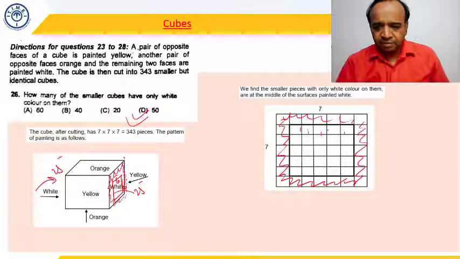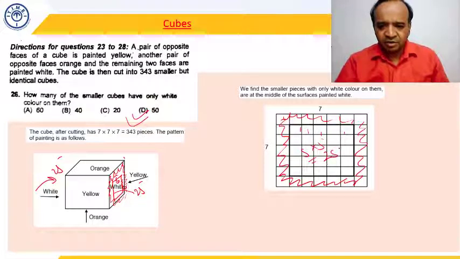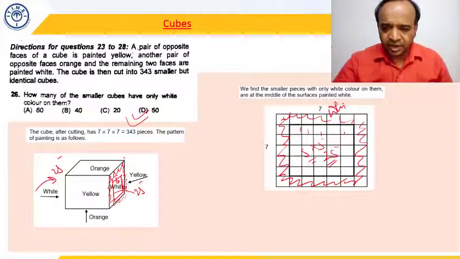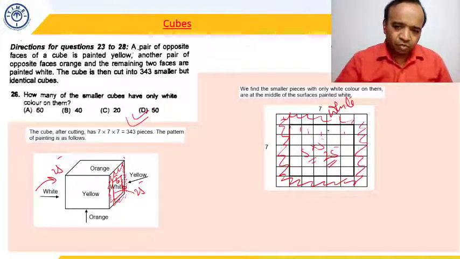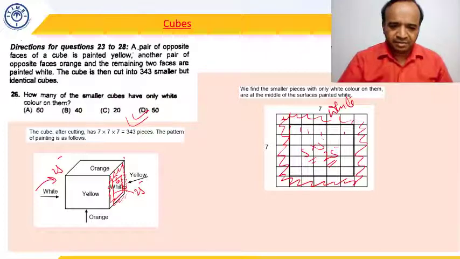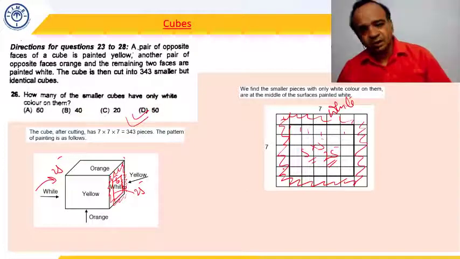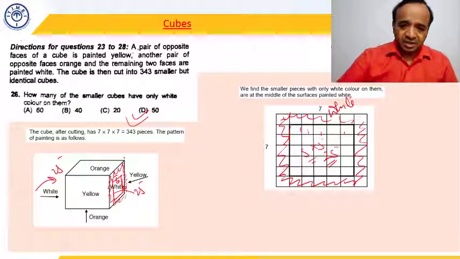So 5 pieces in this row, 5 in this row, 5 in this row, 5 in this row, 5 in this row. In total we have 5 into 5, which is equal to 25 pieces on each of the faces. Since this question is about white, suppose this is a white face, then these cubelets have only white color on them. Another face is also white. So 25 in each of those faces, 25 plus 25. I hope this is clear. So its answer is 50.